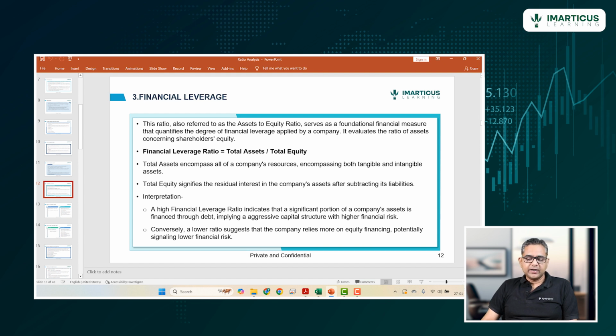So a high financial leverage ratio indicates that a significant portion of a company's assets is financed through debt, implying an aggressive capital structure with higher financial risk, right? So higher the financial leverage means the company is relying more and more on debt financing. Its capital structure is getting more and more dominated by debt, which would eventually imply that financial risk is increasing.